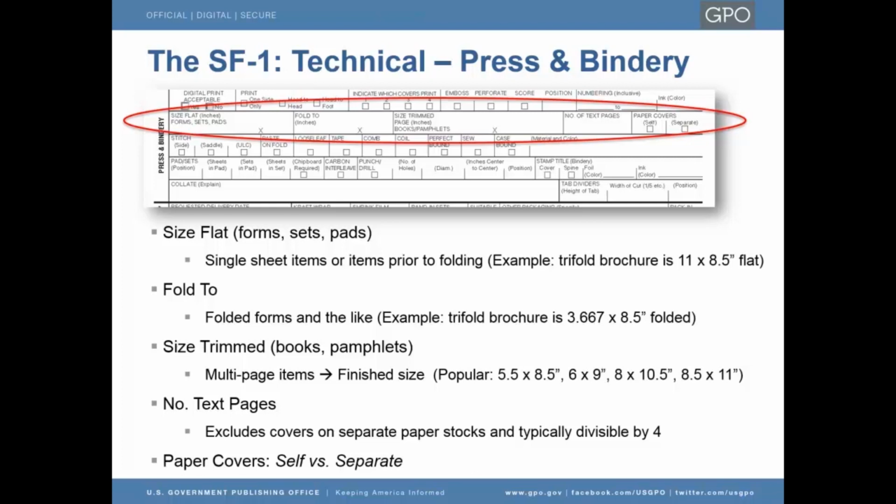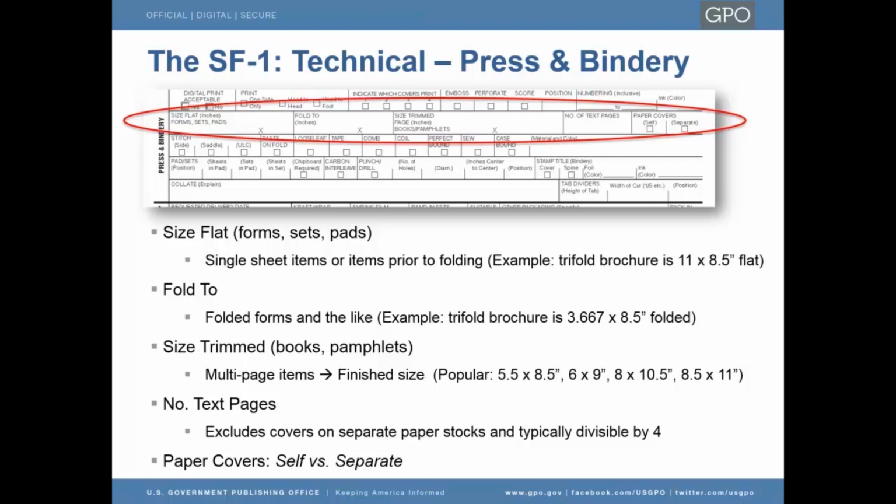Document the number of text pages in the provided field. Enter the number of text pages, including blank pages, but not including separate cover pages. One leaf of paper is 2 pages. This number should always be an even number. Page counts for saddle-stitched products must be divisible by 4.